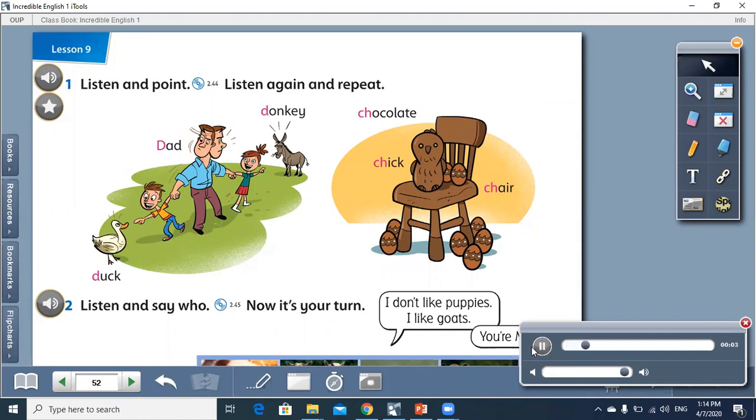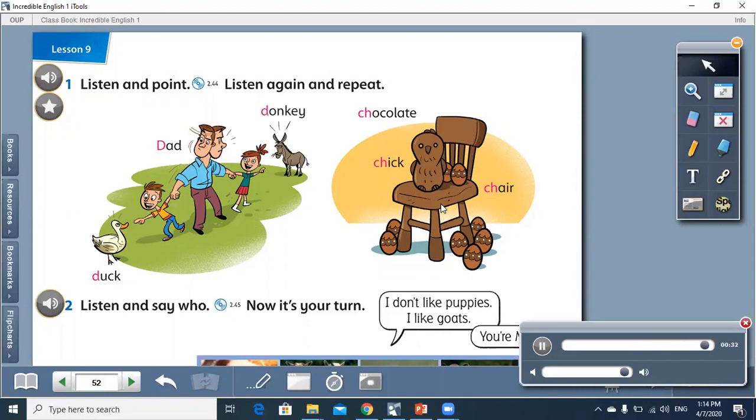2.44. Listen and point. Look, Dad, look, a Dad. Duck. Look, Dad, a donkey. Look, Dad, a duck. Look, Dad, a donkey. A chocolate chick on a chocolate chair. A chocolate chick on a chocolate chair. A chocolate chick on a chocolate chair.